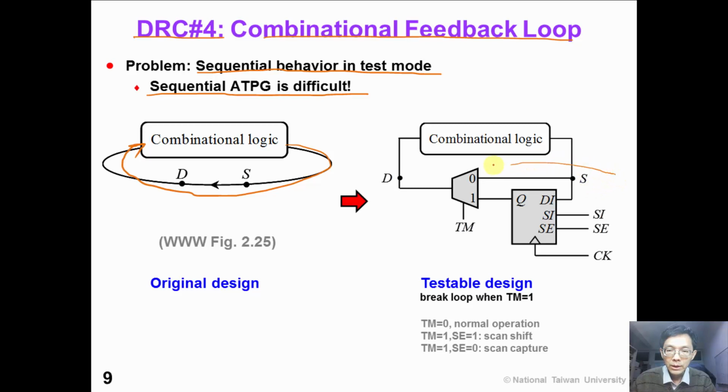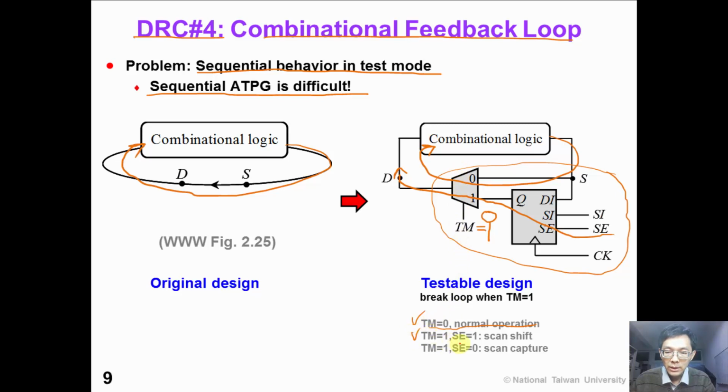We can simply inject this small circuitry. When test mode is 1, we can directly control the value of D. So we can use combinational ATPG to generate test patterns. So here is a review. When test mode is 0, this circuit is in normal operation mode. So the behavior of this circuit is the same as the original design.